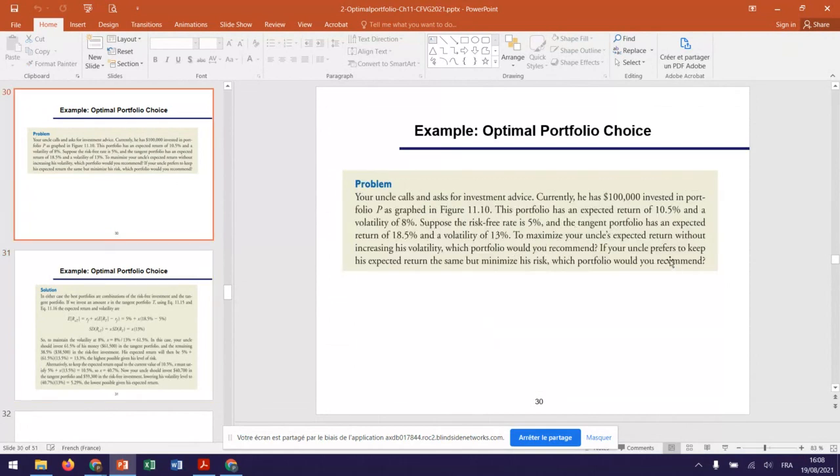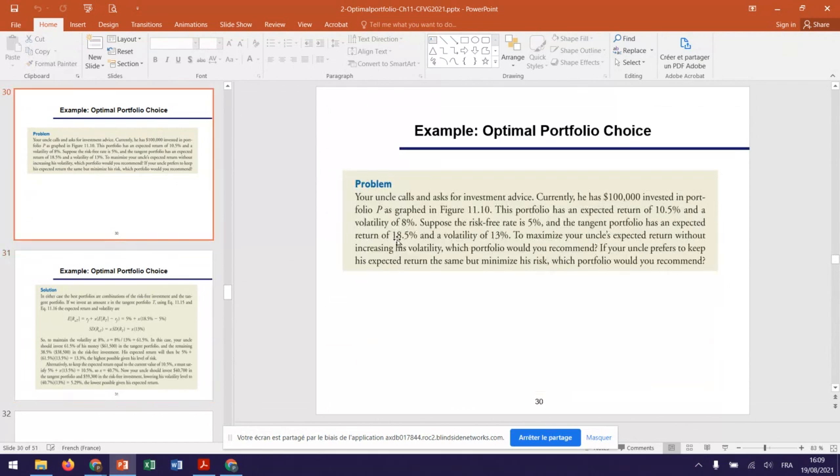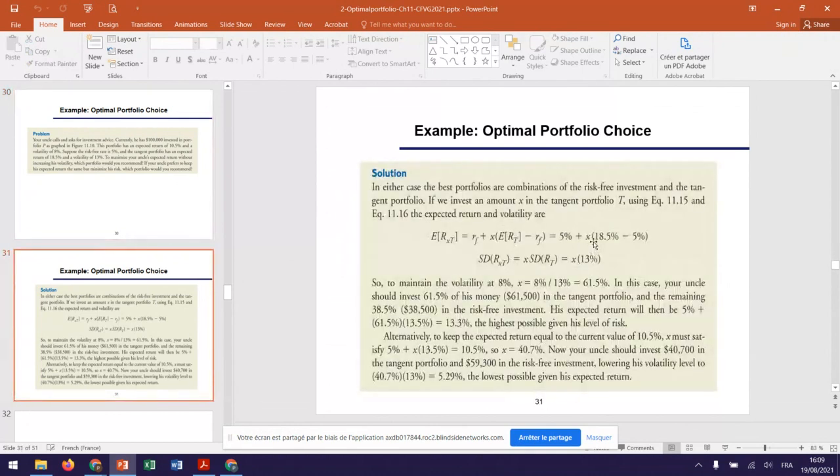Similarly, if your uncle preferred to keep the expected return, meaning that he wants to get 10.5%, can you reduce the volatility from 8% to a level lower than 8%? Now with the same equation, you can start from the expected return. If you set this expected return equal to 10.5%, you're going to get X. X will be 70.7%, and the remaining 59.3% will go to risk-free investment.